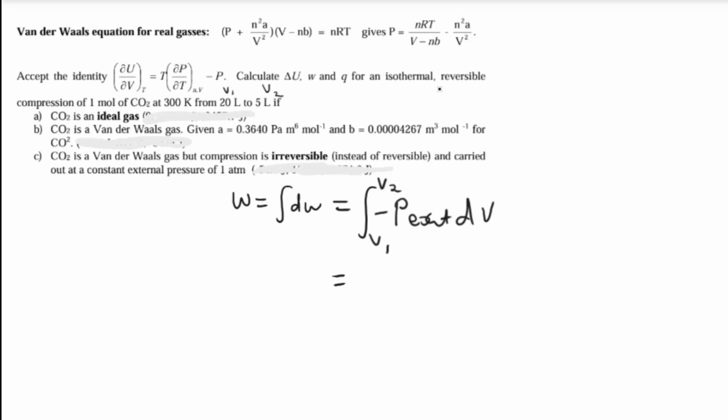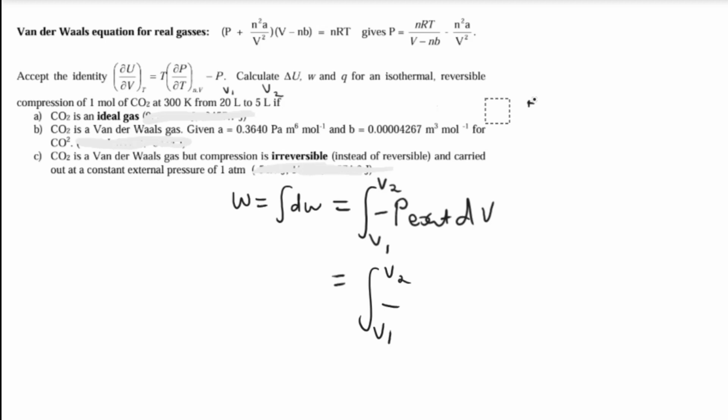This happens reversibly. That's a hint. You see, P internal is the same as P external, and P internal is given by these expressions here, because now we are dealing with the van der Waals gas. So just say P internal is the same as P external. We write it like that, and then we say this integral is the same as the integral from V1 to V2 of minus P external dV, and P external is the same as P internal, because these things happen reversibly.